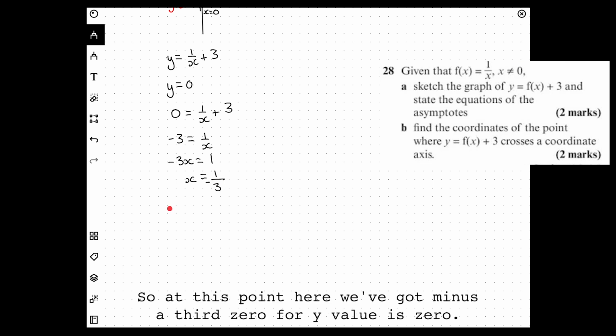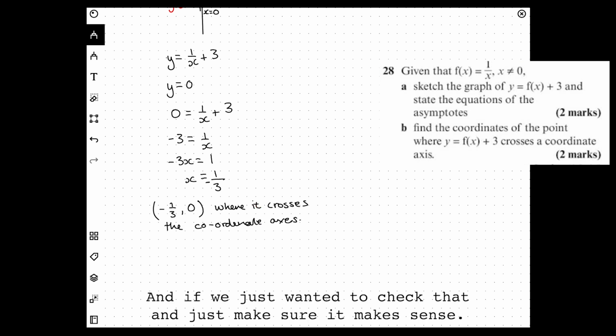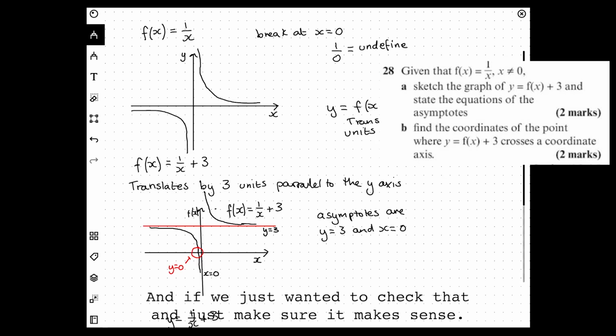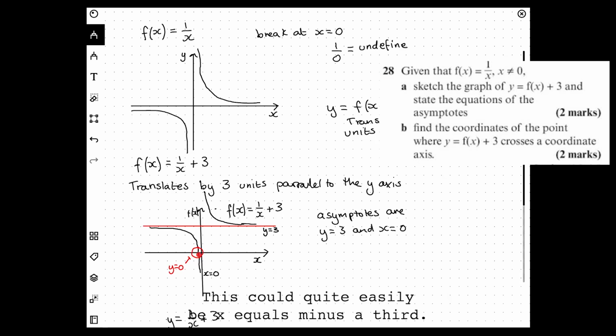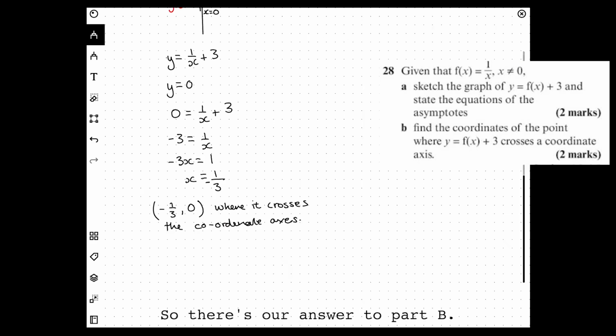So at this point here we've got minus a third, 0, or the y value is 0, and this is where it crosses the coordinate axis. And if we just wanted to check that and make sure it makes sense, yes it does. This could quite easily be x equals minus a third. So there's our answer to part B.